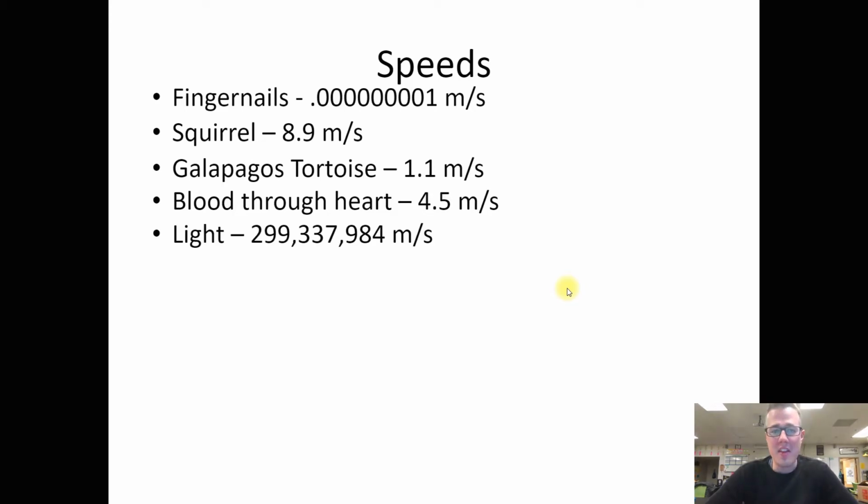Light, the fastest thing in the universe, moves almost 300 million meters every single second. A bullet, I don't know out of what kind of gun or what kind of bullet, I just Google searched it, 335 meters every single second.